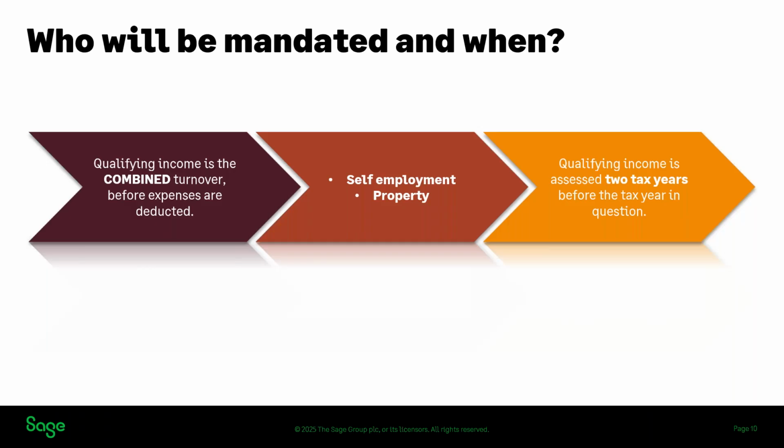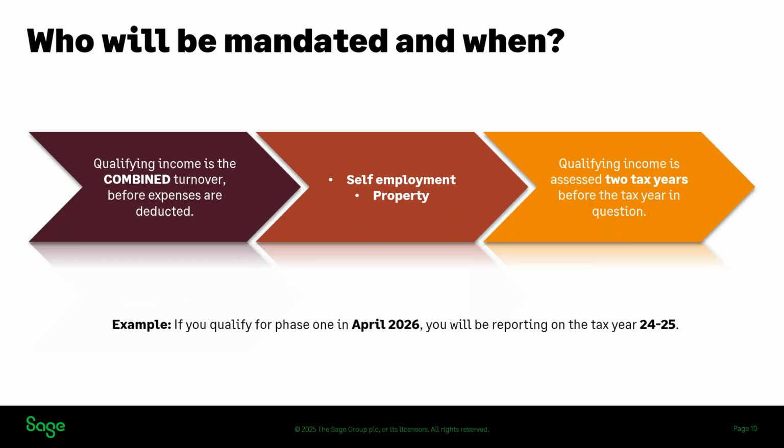Okay, so just a little recap of who and when. It is combined turnover before expenses. It's for self-employment and property, as I mentioned, UK and foreign property. And qualifying income is assessed 2 tax years before the tax year in question. So for example, if you qualify for phase 1 in April 2026, you will be reporting on the tax year 24-25.